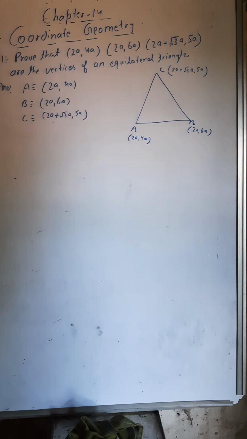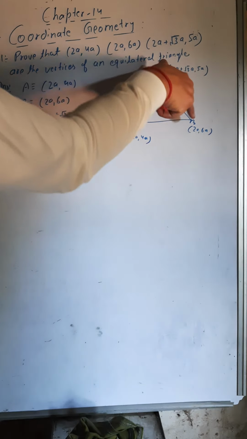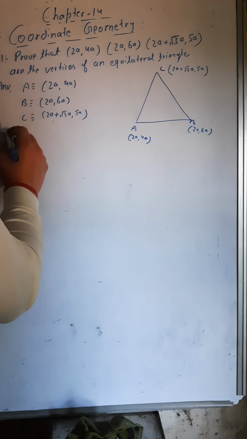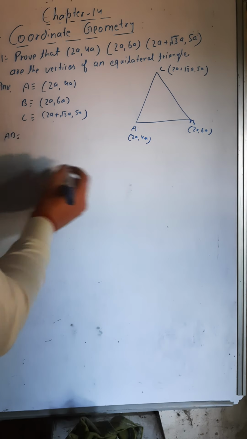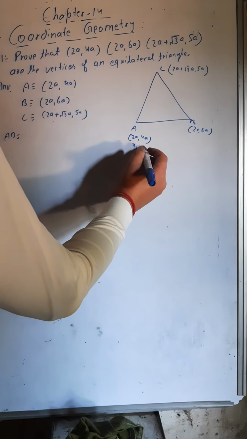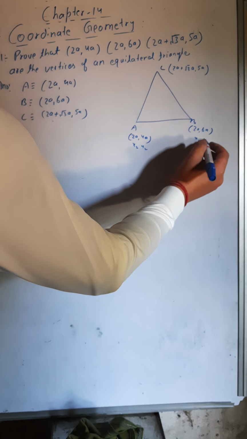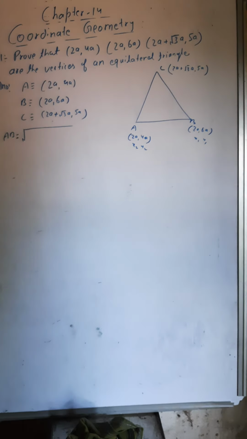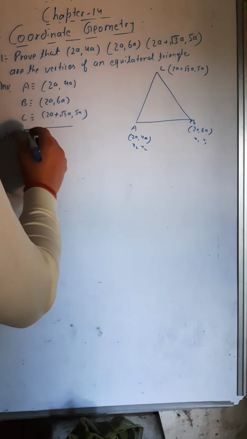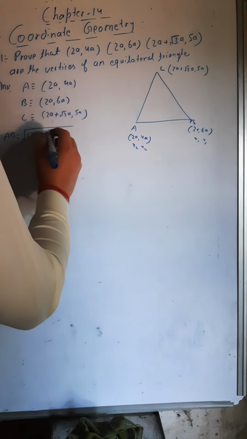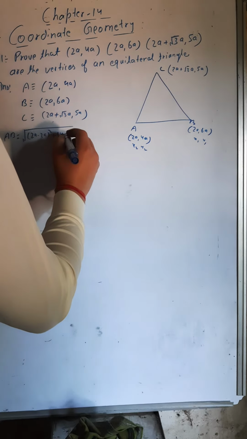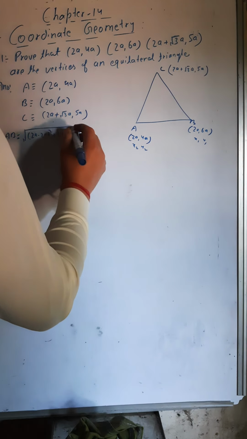So how will you prove this as an equilateral triangle? First you will find out AB, then you will find out BC, then you will find out AC. If all are coming the same, then yes, it's an equilateral triangle. So first you will find out AB. For finding AB, let's say this is x2, y2 and this is x1, y1. So the answer is the square root of (x2 minus x1) whole square, meaning (2a minus 2a) whole square, plus (y2 minus y1), meaning (4a minus 6a) whole square.